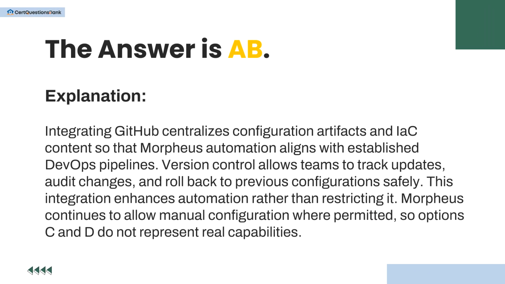The answer is A and B. Integrating GitHub centralizes configuration artifacts and IaC content so that Morpheus automation aligns with established DevOps pipelines. Version control allows teams to track updates, audit changes, and roll back to previous configurations safely.